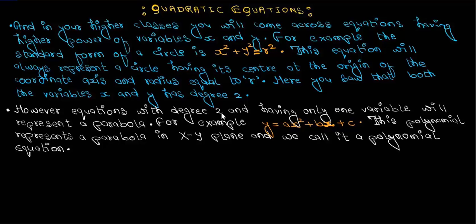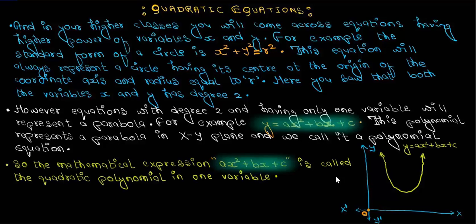However, equations with degree 2 and having only one variable will represent a parabola. For example, y equal to ax square plus bx plus c. This polynomial represents a parabola in the xy plane and we call it a polynomial equation. For example, here this parabola is an equation. This is the general form. The general form of this parabola is ax square plus bx plus c. So the mathematical expression ax square plus bx plus c is called the quadratic polynomial in one variable.